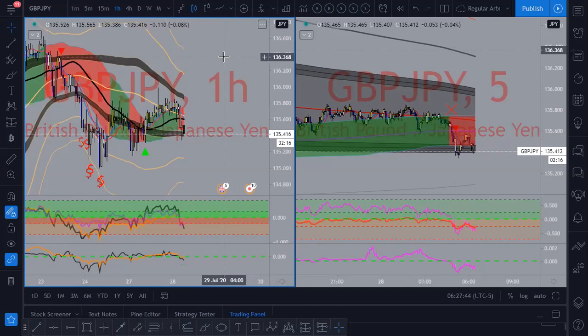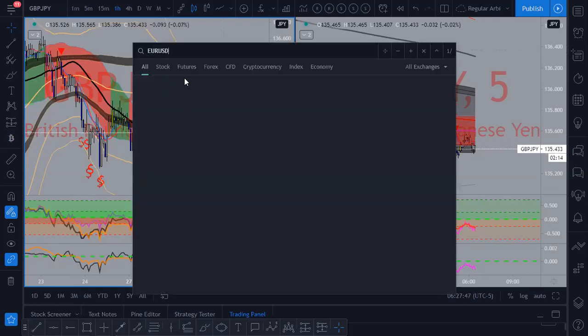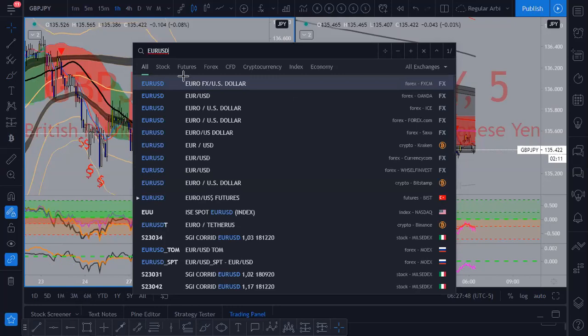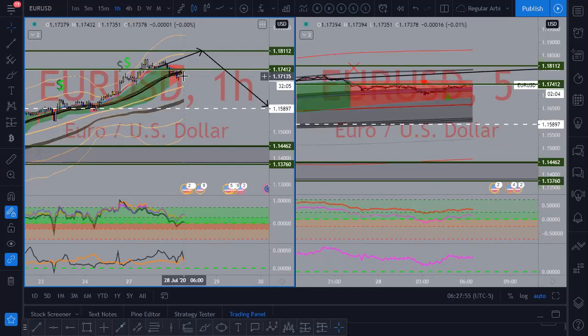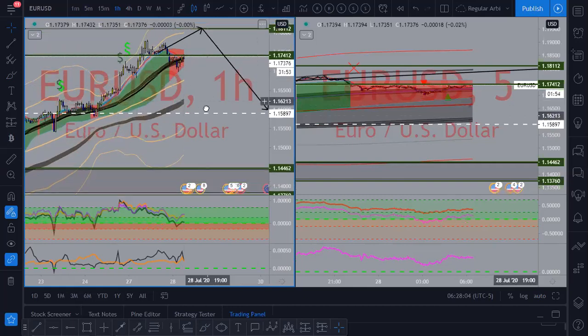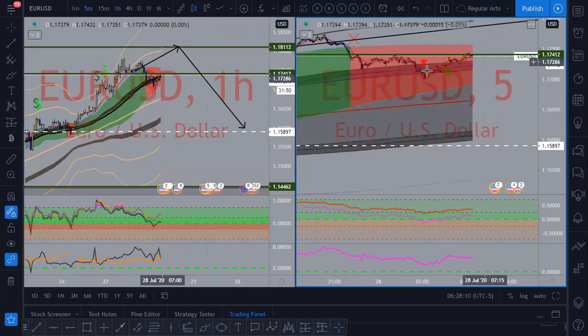Let's go ahead and look at the other pairs that we haven't taken a look at yet. There we go. All right, so EURUSD. I had this marked up yesterday, and I still kind of see the same thing. I do like this sell, but it was a fake out sell. I still want to see price come back up to like 1.1800, and then it'll drop. That's my opinion.